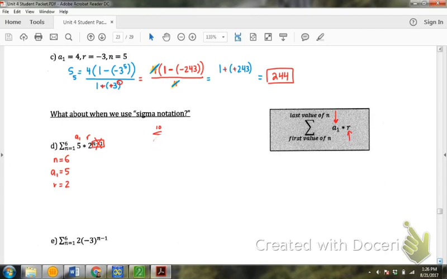So now that we have our values, let's go ahead and use our formula like we had to before. We don't have to kick it through any formula. So I can say S sub 6, my A1 value, which was 5, times 1 minus 2 to the 6th, over 1 minus my R value, which is 2.